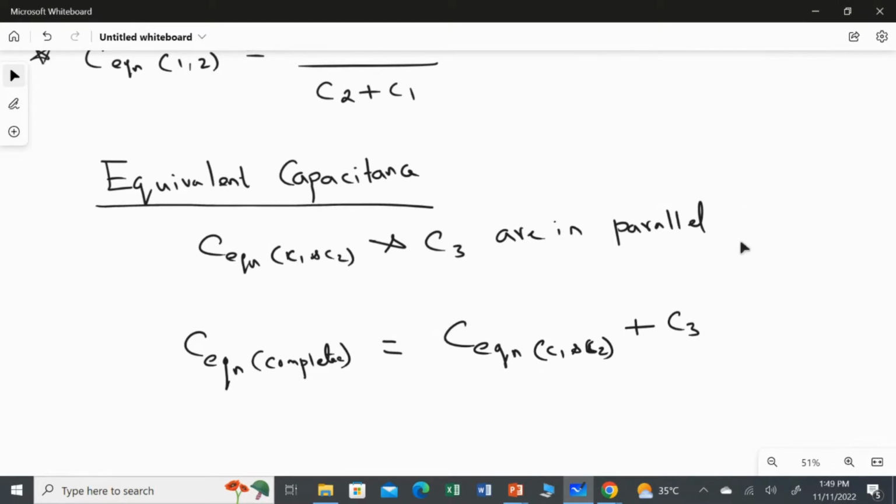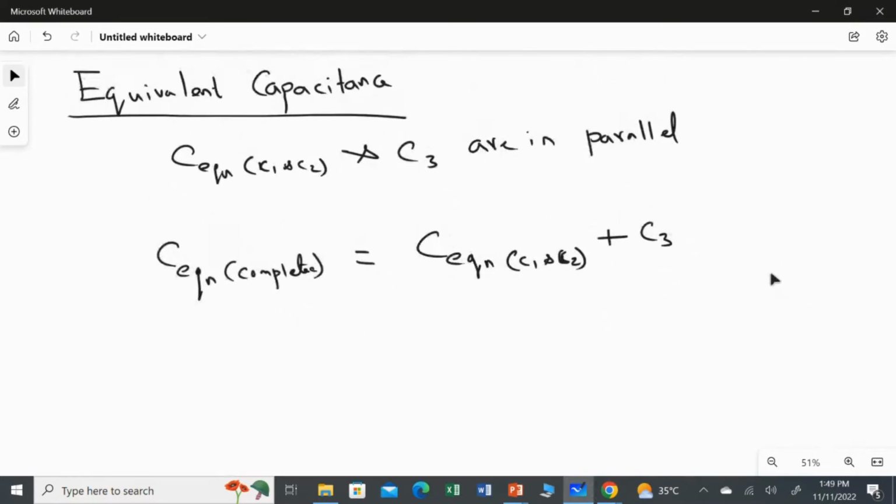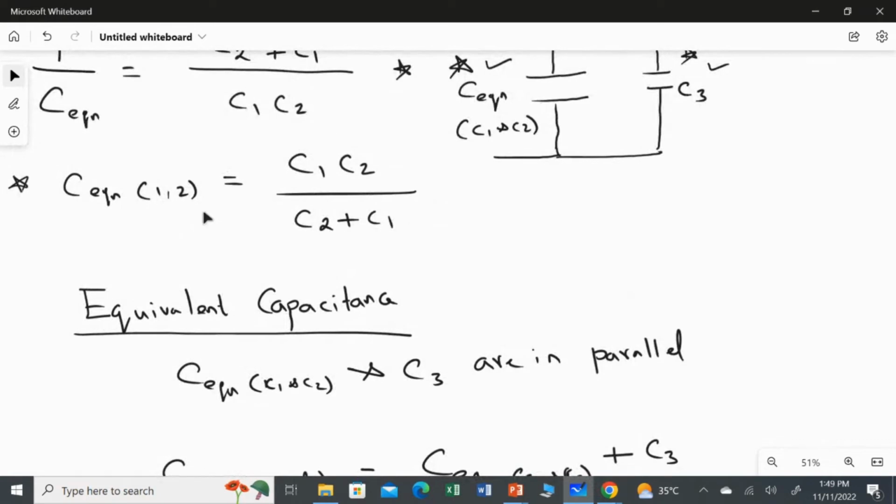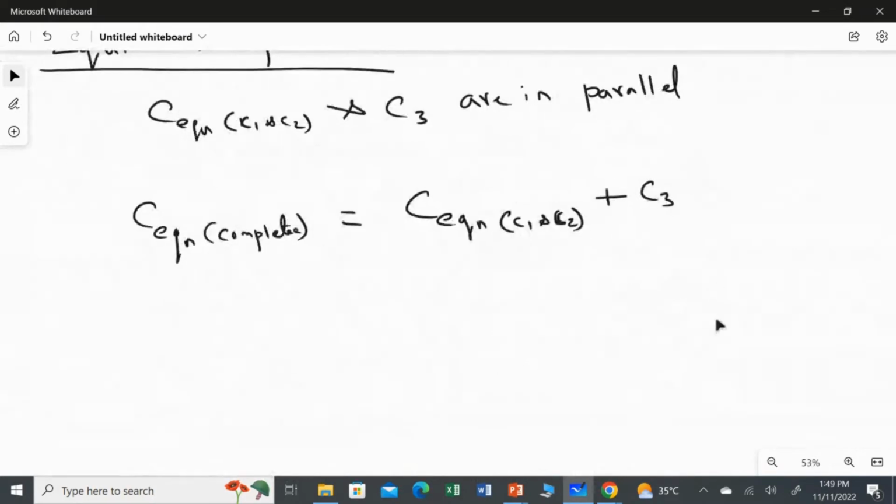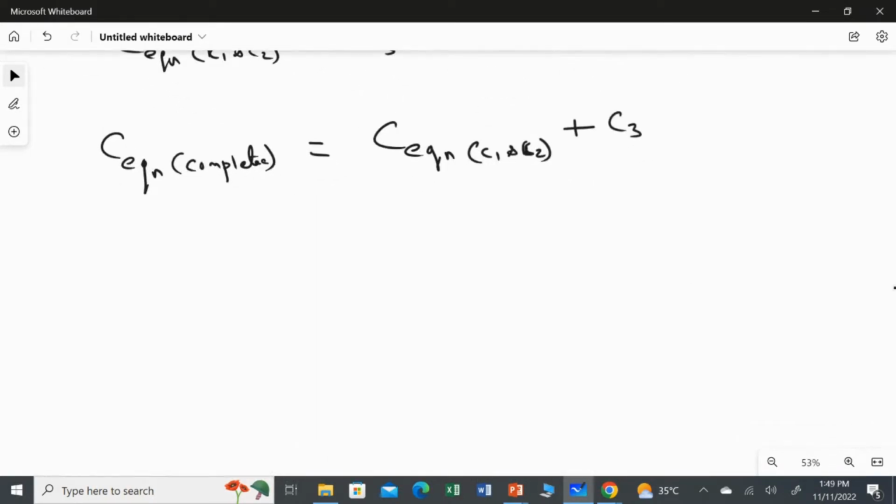Am I right? So I'm going to use the value of equivalent capacitance for C1 and C2. What is the answer we got in the first part? The C equivalent for capacitors 1 and 2. We got this one. So I'm going to take this equation here, which is equal to the C equivalent for C1 and C2 we got in the previous steps, C1 C2 over C1 plus C2, plus C3. That's it.